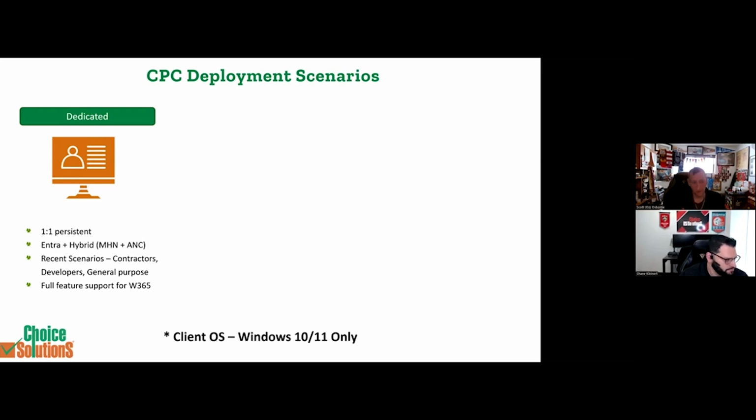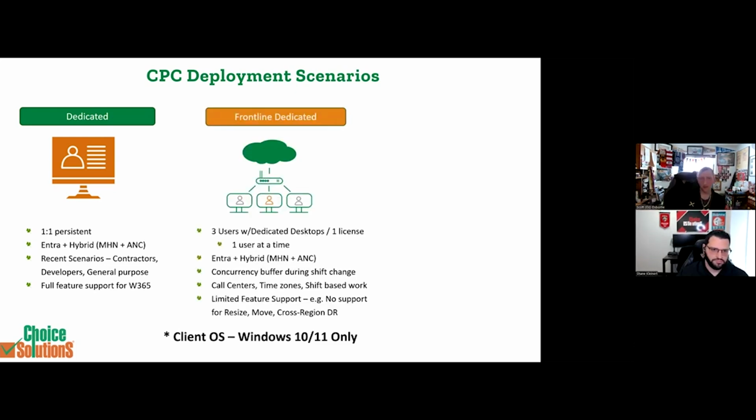Both of those are available for contractors, developers, general purpose. The point being is it's full one-to-one persistent, full feature support. So all the features that come out are always in the dedicated SKU first, and then it moves from there to where it's more limited in some of these, the frontline.